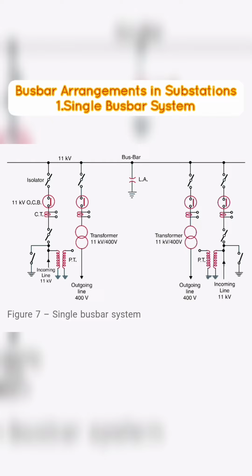Figure 7 shows single busbar arrangement in a substation. There are two 11 kV incoming lines connected to the busbar through circuit breakers and isolators. The two 400 volt outgoing lines are connected to the busbars through transformers, 11 kV/400 volts, and circuit breakers.